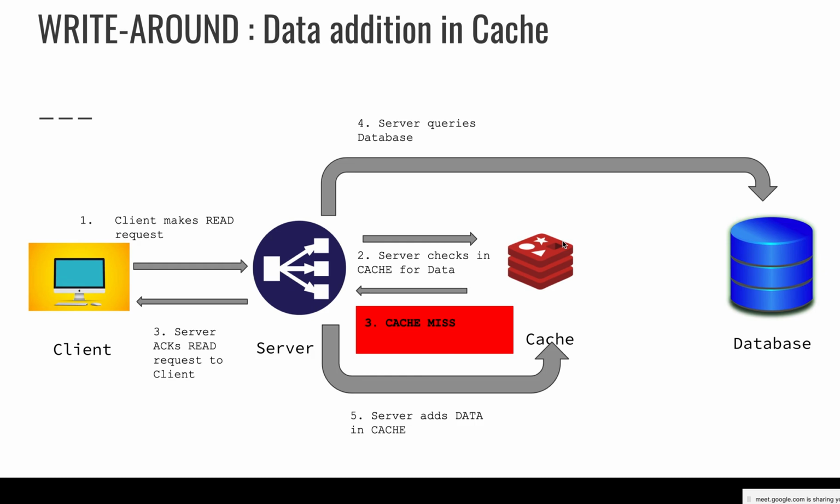So this is what happens in the data addition mechanism. Simple thing is that when the data will be requested for the first time, server checks in the cache for the data. Obviously it's not gonna find that piece of data in the cache. It will result in a cache miss. Then server looks up the same piece of data in the database, adds that data in the cache and responds back to the client. This is how data gets added in the cache in write around strategy.